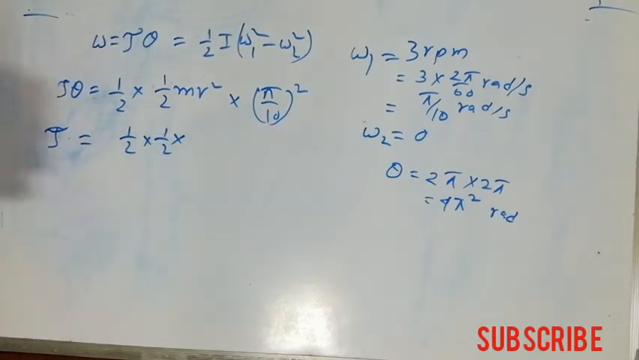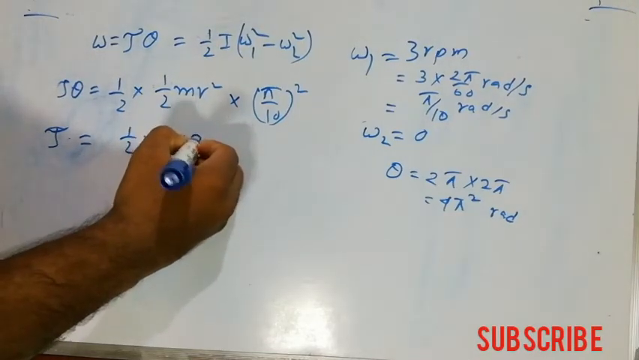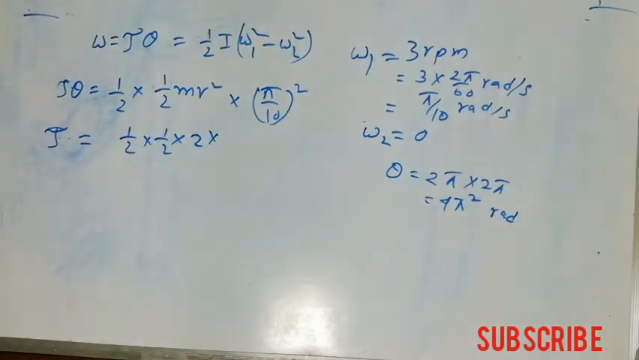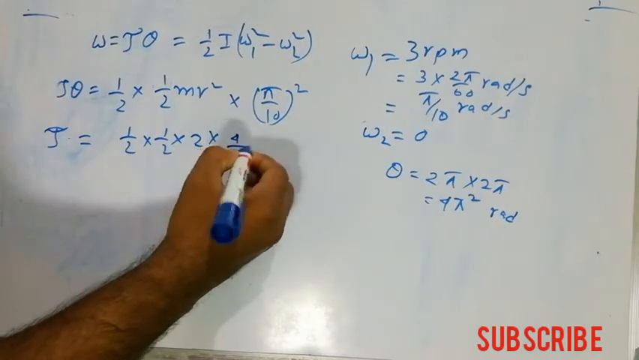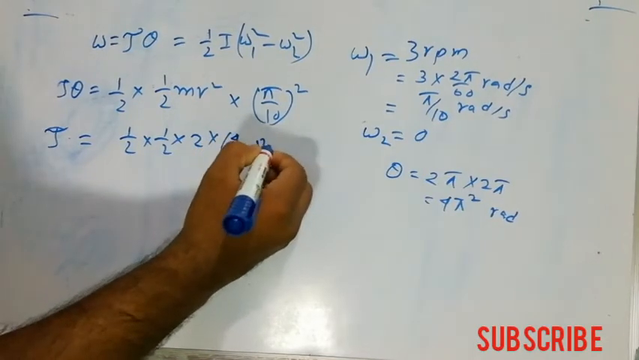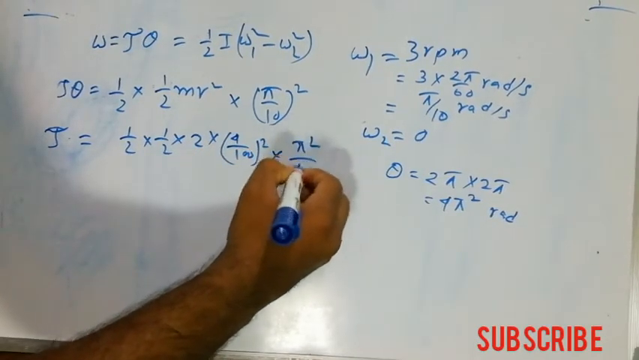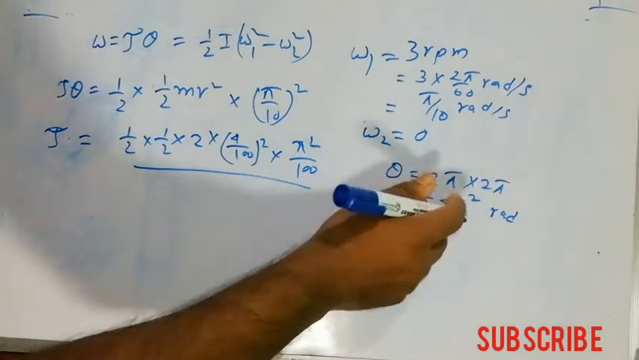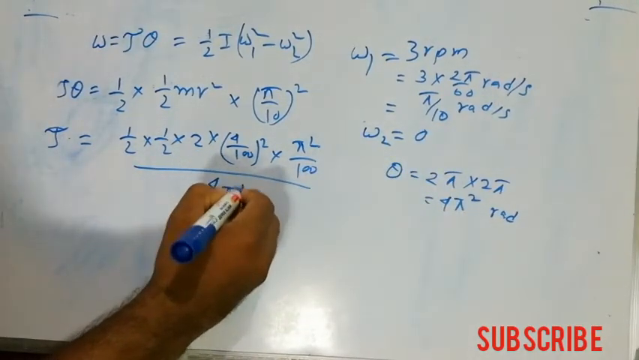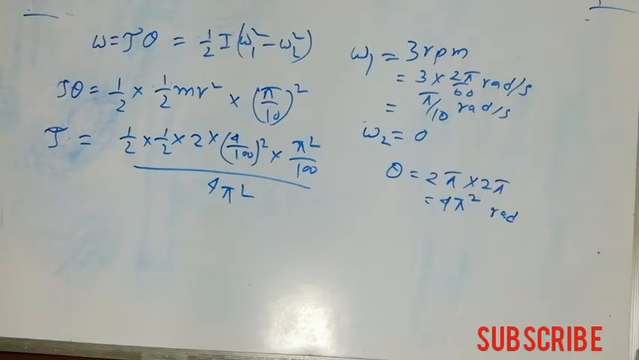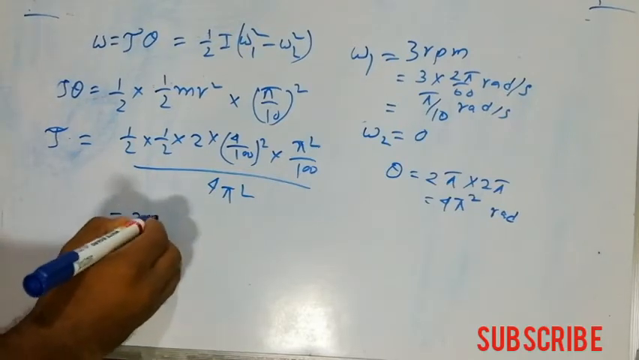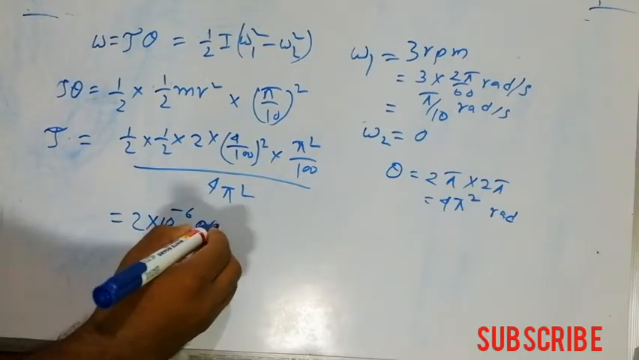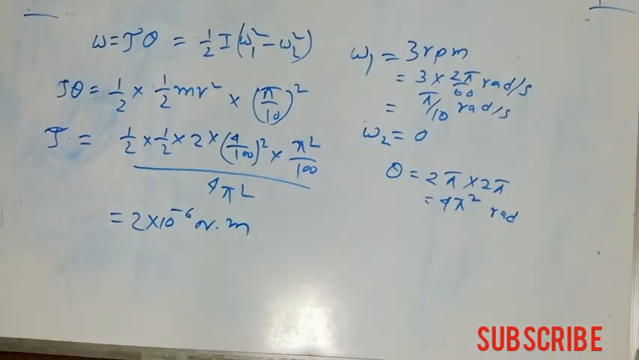Here you have m, the mass of the cylinder, equal to 2 kg and radius equal to 4 cm. So r square means 4 by 100 whole square into pi square by 100, divided by theta, which is equal to 4 pi square. If you calculate the value, it becomes 2 into 10 to the power minus 6 Newton meter. So option 1 is correct.